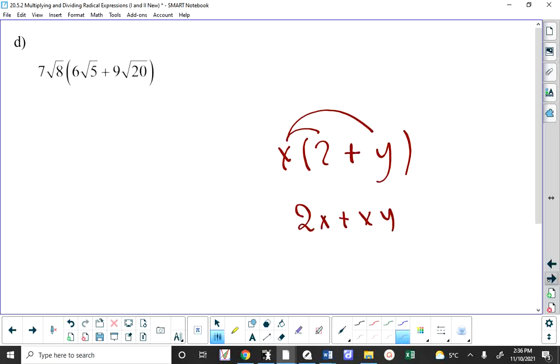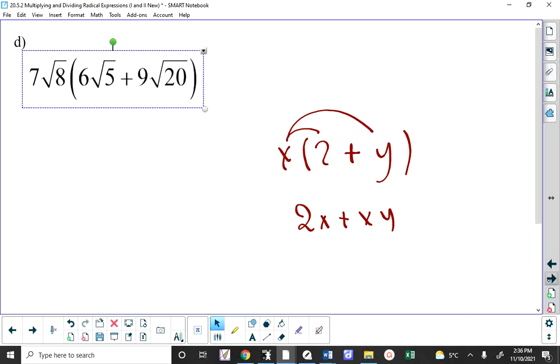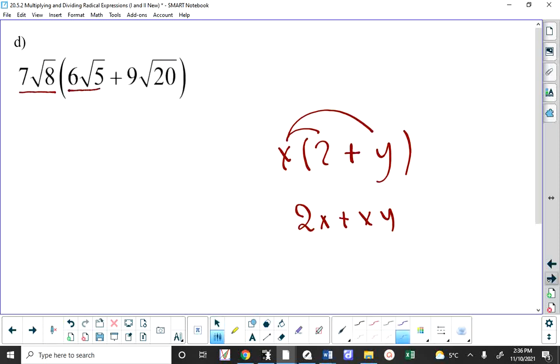Well, we do the same thing here. You are going to have to multiply this, and you are going to have to multiply this and this. So let's start with 7 root 8 times 6 root 5. 7 times 6 is 42. Root 8 times root 5 is root 40. Your mathematical antenna should be kind of twigging here to the fact that we have root 40, which is going to be simplifiable because 4 divides into it.